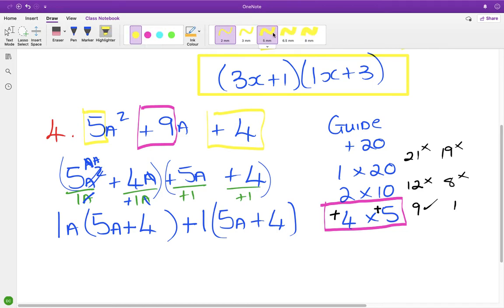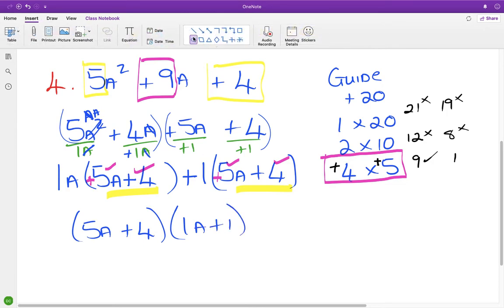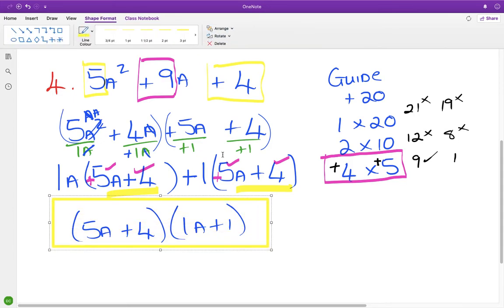So do they match? This one and this one. Let's have a look. So this is a plus 5a, and this is a plus 5a, so yes, they match. And a plus 4 and a plus 4. So write down our answer, which is 5a plus 4 in the matching bracket and 1a plus 1 in the non-matching bracket. There's your answer.